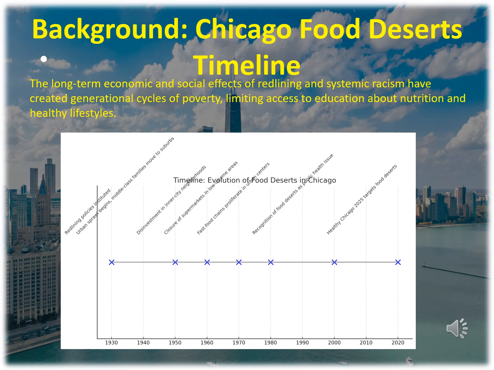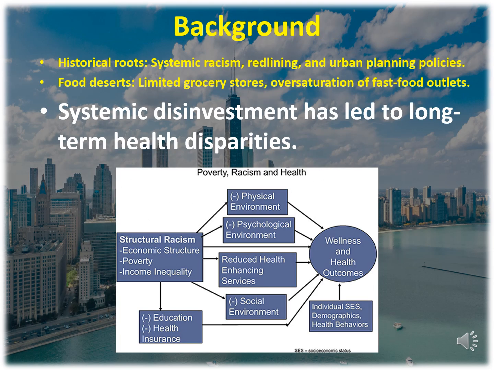The long-term economic and social effects of redlining and systemic racism have created generational cycles of poverty, limiting access to education about nutrition and healthy lifestyles. And another primary cause of Chicago's high obesity rate in low-income neighborhoods is that systemic disinvestment has led to long-term health disparities.